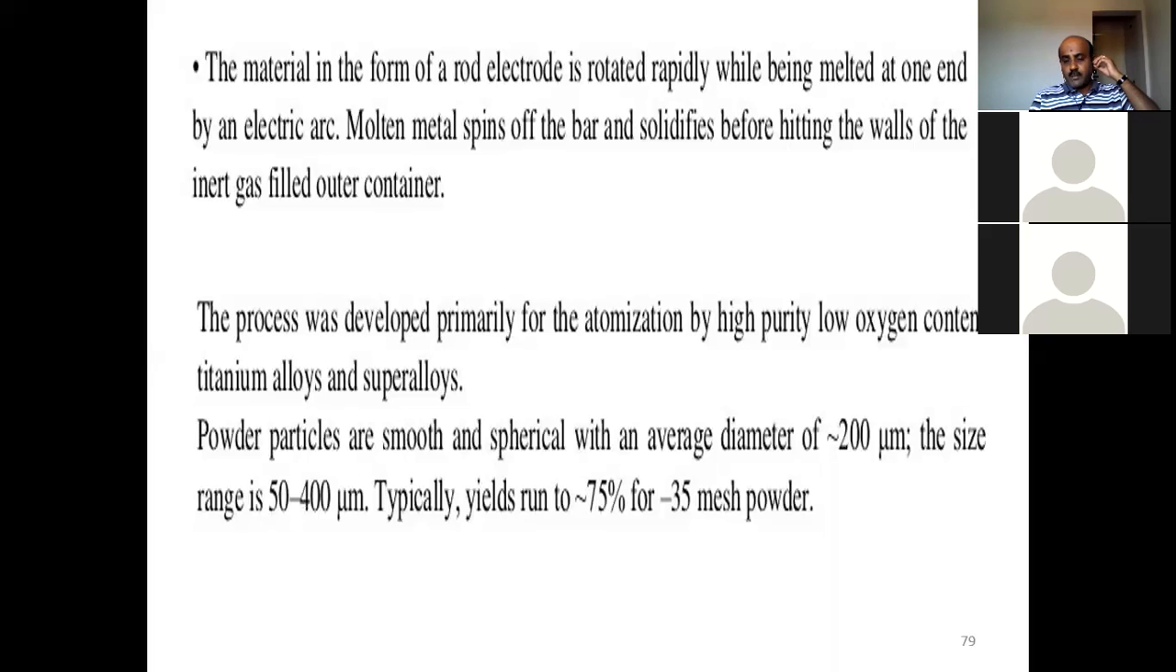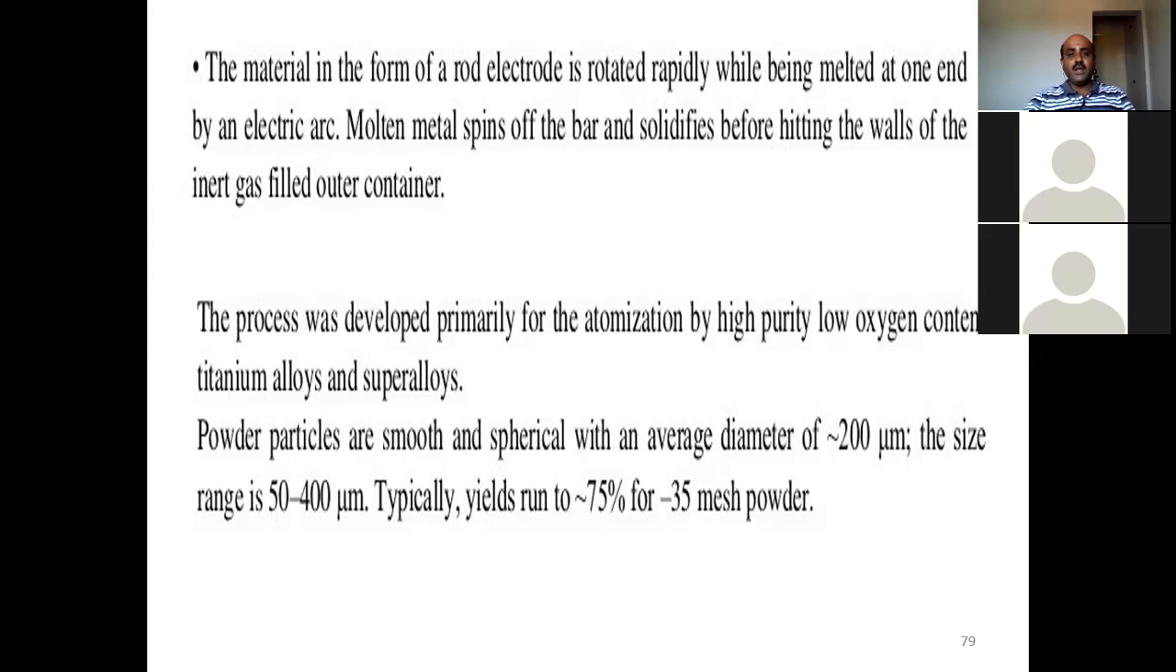The process was developed primarily for the atomization of high purity, low oxygen content titanium alloys and superalloys. Powder particles are smooth and spherical with an average diameter of 200 micrometers. The size ranges from 50 to 400 micrometers, typically yielding approximately 75% of 35 mesh powder. As for the size of the powder, the shape is generally very smooth and spherical, the average diameter is in the range of 200 micrometers, and you can obtain sizes from 50 to 400 micrometers.